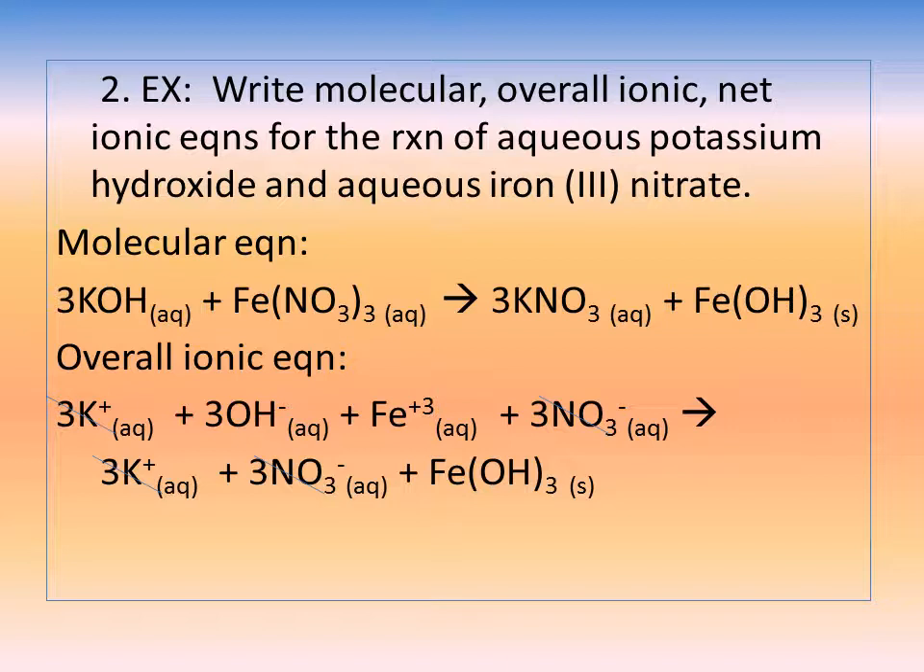And if we look, we split those up, and now we're going to cancel spectator ions. The spectator ions are the same things that are on the left as they are on the right. So your K is the same, so we're going to cancel out potassium. We're going to cancel out nitrate because they're the same on both sides. So that's the overall ionic equation. So we cancel the spectators, so they're gone, and the only thing that's left is called our net ionic equation.